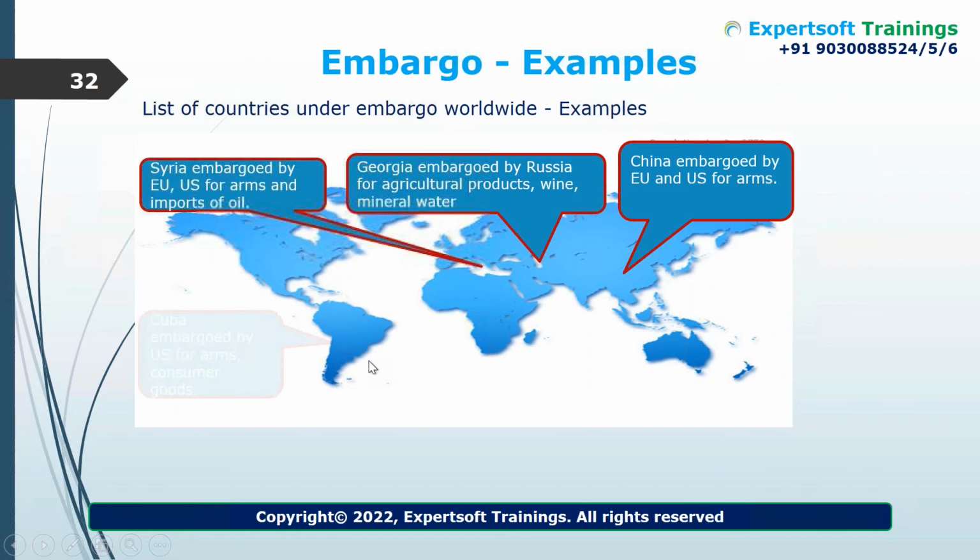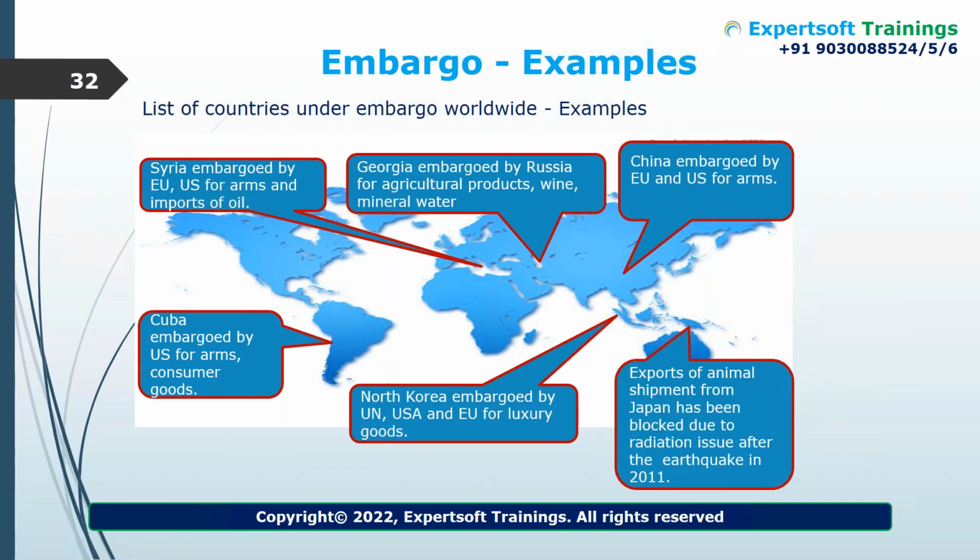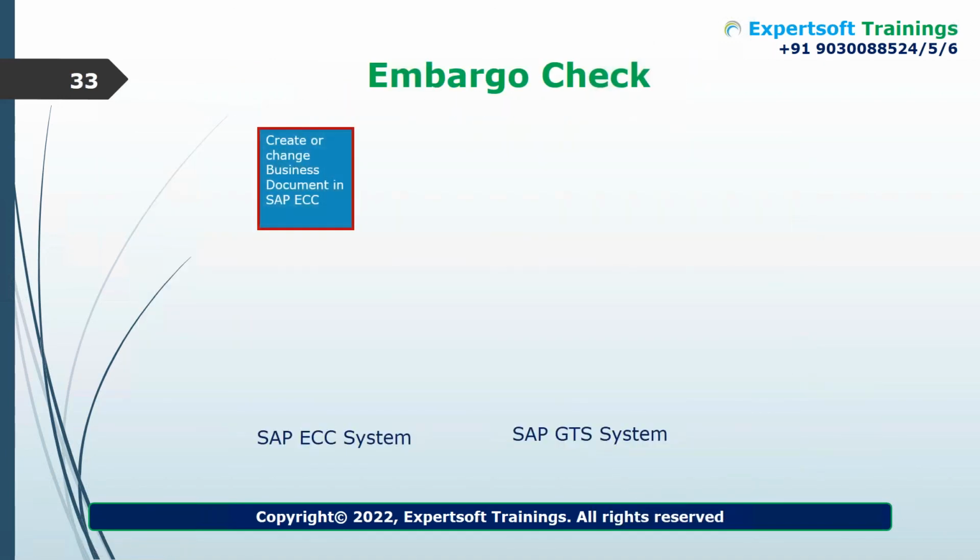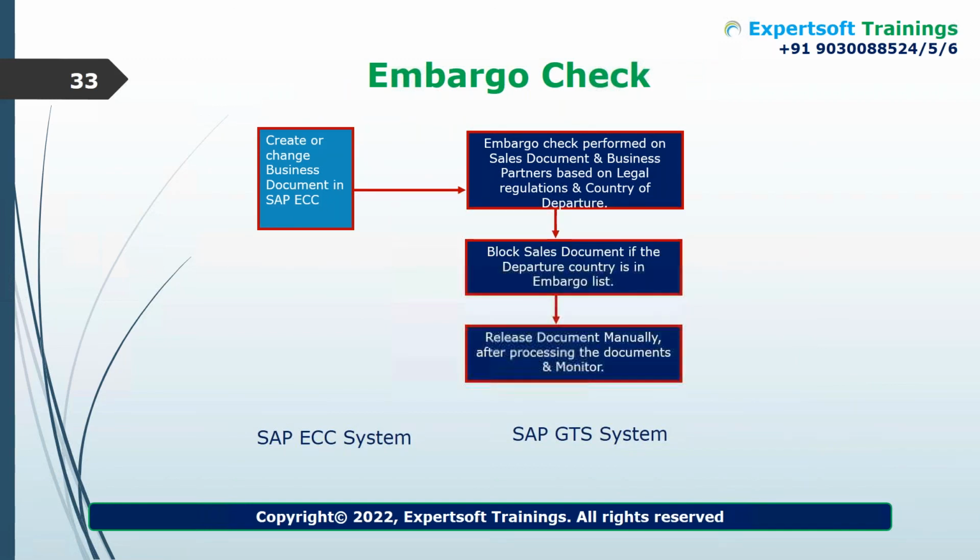This is again the same example that we saw in the previous slide. So in GTS, the entire process is dependent on create and change documents in ECC. Whenever you create any sales order or purchase order in ECC, it performs an embargo check on the sales document and business partners based on the legal regulations and country of departure. Now, your country of departure is the base of your check.